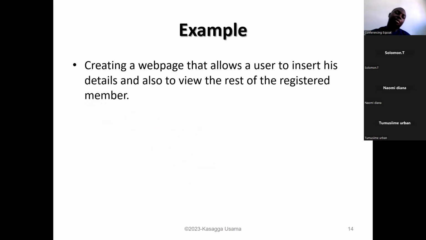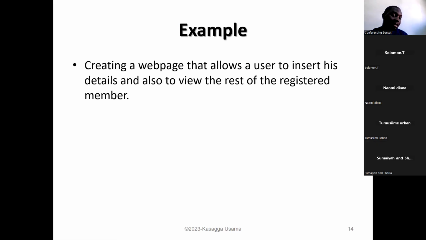So this is just an example that you can create using our information that I told you at the beginning, because you have already created a database which has the name, the nationality, the program, and many others. Then we are creating a page that allows the user to insert his details and also view the rest of registered members. So how is it done? If you have done everything in the right way. I'm just going through this preamble so that by the time you start the practical part of it, you already know how to deal with it.